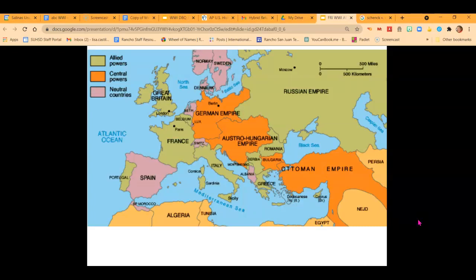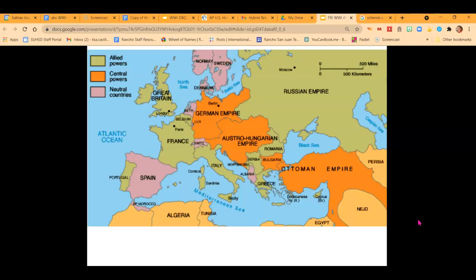Which seems kind of silly. But the Allied powers, the Triple Entente, becomes the Allied powers. And if you know that the Allied powers are Great Britain and France and Russia, it's really easy to remember that Entente is a French word, so it belongs to France. And so the Triple Entente becomes the Allied powers.